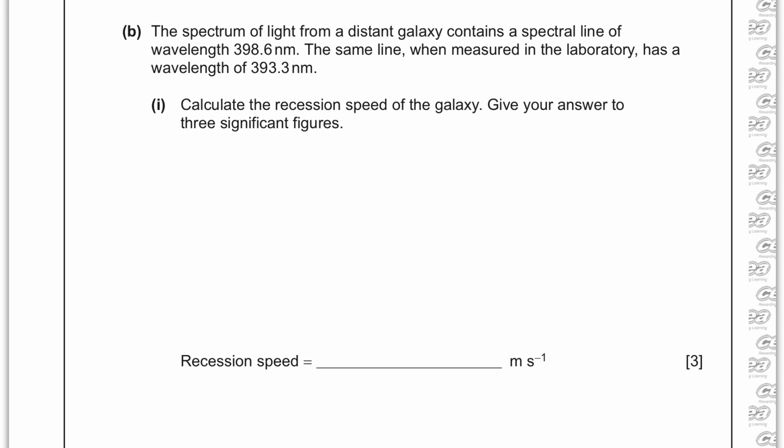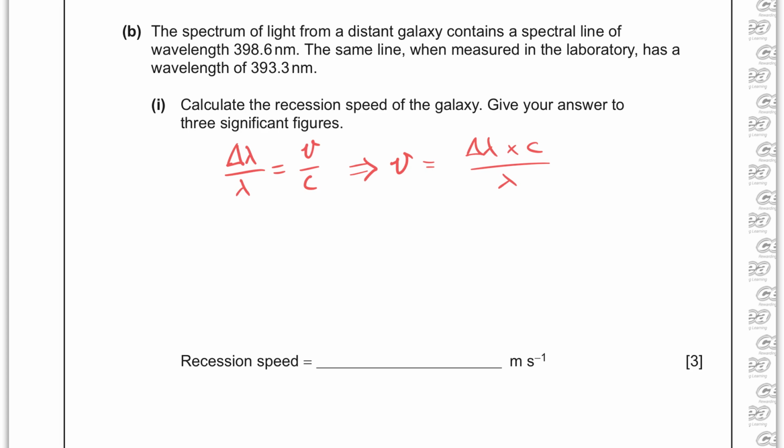Okay, so we've got a laboratory value and a moving galaxy value. And the moving galaxy value is obviously bigger because it's redshifted, and that's what happens to wavelengths when they redshift. So we're interested in finding the difference between those and putting it over the accepted value, which is the second one. And that will then equal the recession velocity of the galaxy as a fraction of the speed of light. And so we can get v, the recession velocity of the galaxy, by cross-multiplying the c.